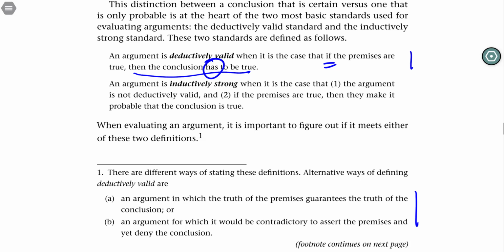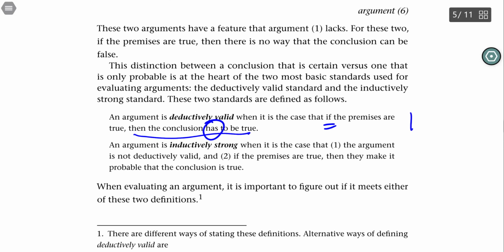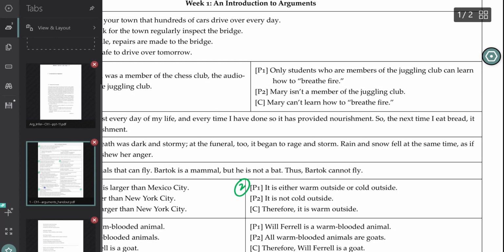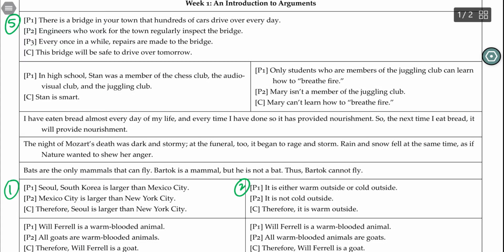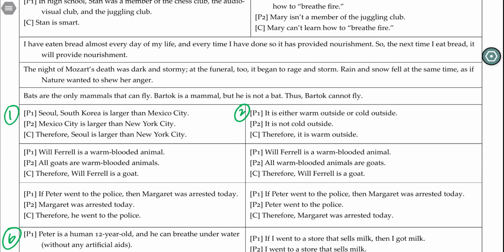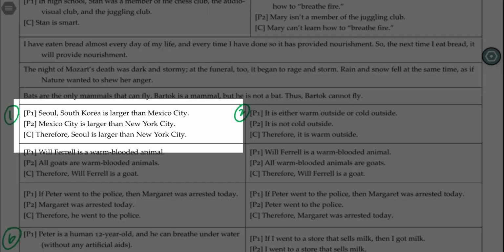You have two other ways of wording the same definition at the very bottom of page 5, so you might want to look at those. But right now, we will go over some examples. We'll start with this one.